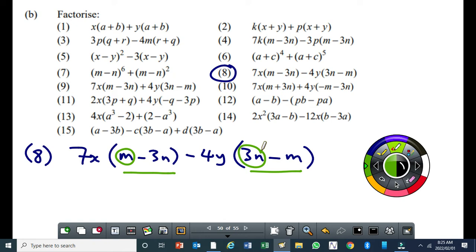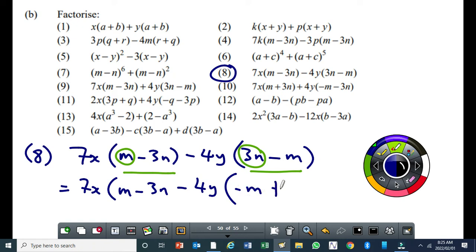So my next step is to interchange those two. So I'll write here 7x times (m minus 3n) minus 4y, open bracket. Now, when you open the bracket, be aware that the m is negative. So write this minus m plus 3n, right? Then we close the bracket.